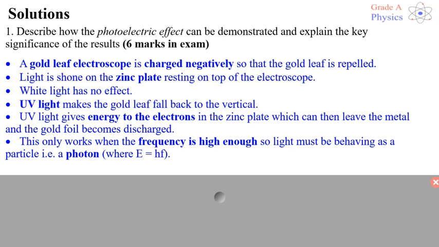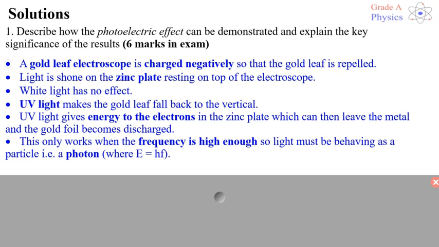We must mention the zinc plate. That's important. We could also talk about this lack of effect of white light. That's quite significant. We need to mention the type of light, so it's UV light, and what it does. It makes the gold leaf foil fall back to the vertical. And then some kind of explanation.